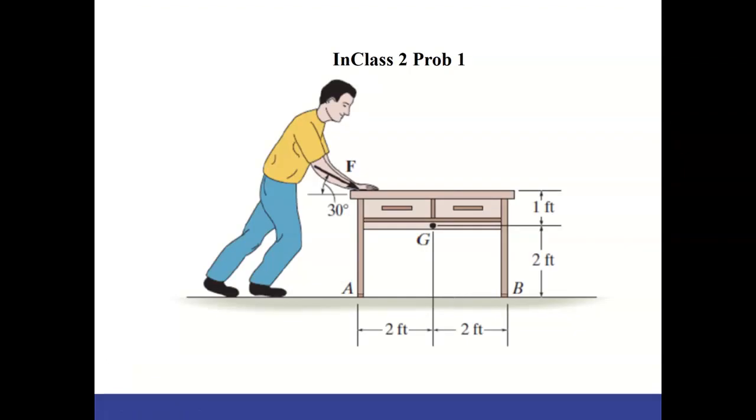Step number 1 is to define your coordinate system. For this problem, my coordinate system has x to the right and y going up, and you can define positive as going right because that's the direction the table travels or moves, and positive y is going up.